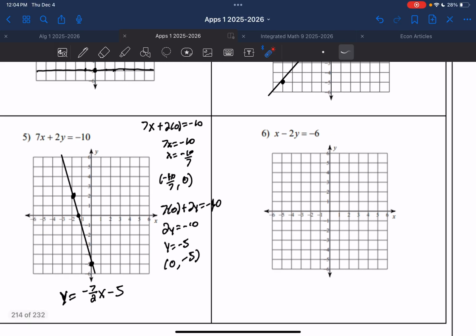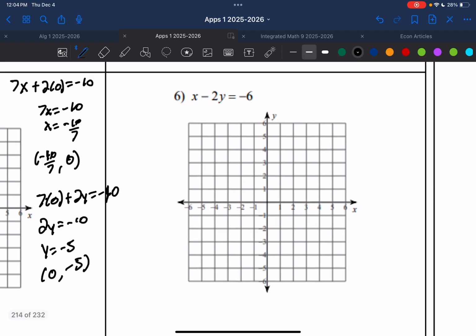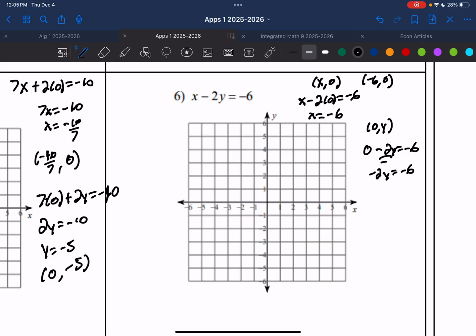Once again, I'm going to do the intercept method here. So if we're finding our x-intercept, that means x minus 2 times 0 is -6. So x is just -6. So our x-intercept is -6, 0. And then to find our y-intercept, we have 0, comma y. So that's going to be 0 minus 2y is equal to -6. That's going to be -2y is equal to -6. Divide by -2, and we get y is equal to 3. So our y-intercept is 0, 3. So we have one intercept there, and then the line, of course, just connects the two.